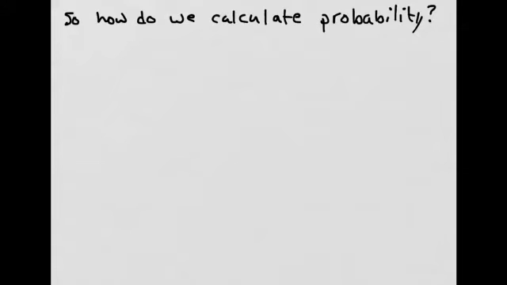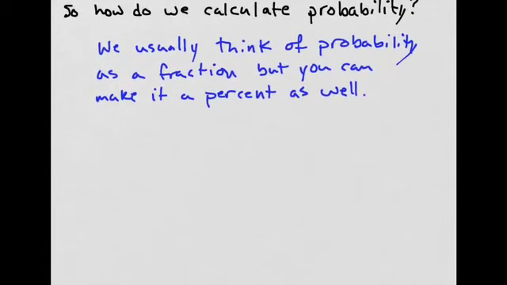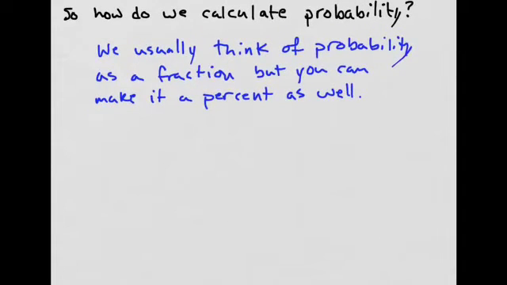There's a 50% chance that this will happen. There's a 20% chance that this will happen. But you can talk about it as a fraction as well. And hopefully we can go between fractions and percents fairly easily so that you can be comfortable with each. But the way we define it to calculate is with a fraction. So we usually think of probability as a fraction, but you can make it a percent as well. We're going to look at the fraction, like the definition of it.